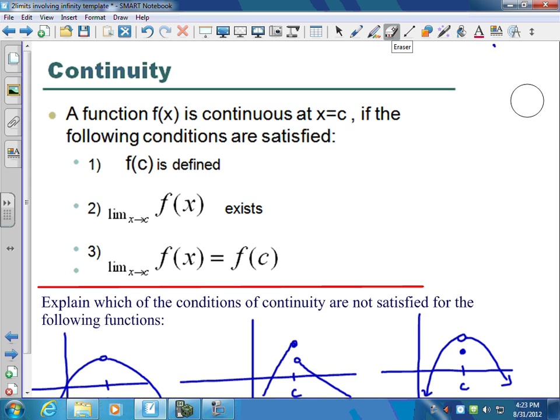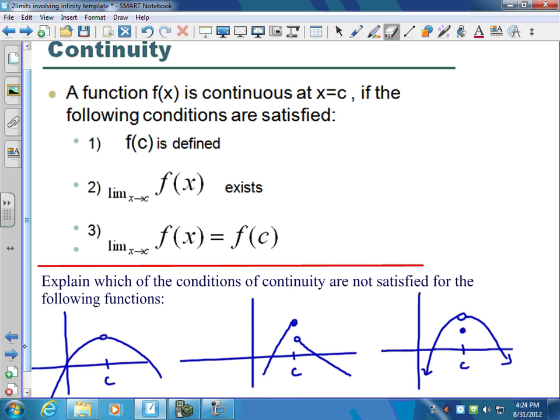This turns out to be a very important concept in math. And mathematicians are never comfortable using just words to define something. They need to have equations, very precise definitions. And here's how they define continuity. A function f of x is continuous at a point x equals c if the following conditions are satisfied. There are 3 conditions, and all 3 have to be satisfied for a function to be continuous.